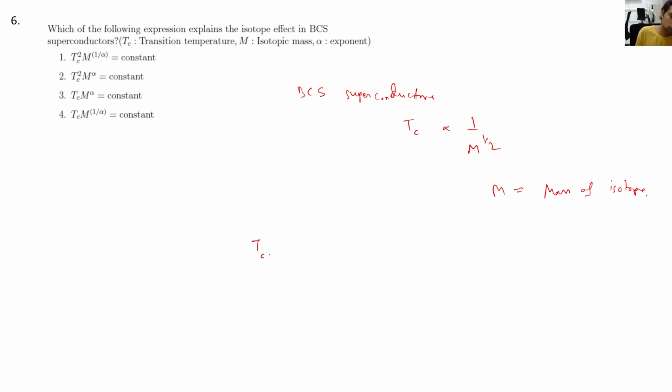Which means that Tc is inversely proportional to some power of m.